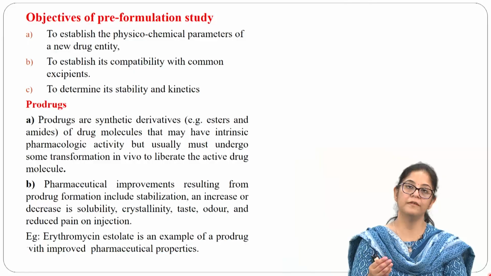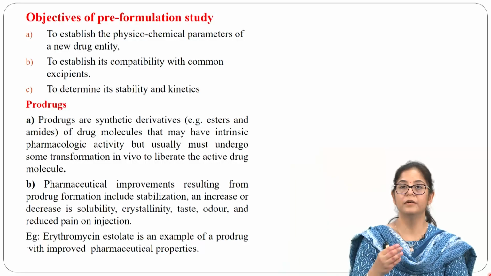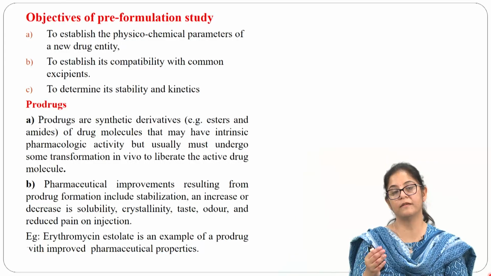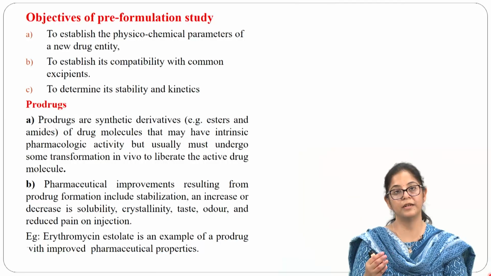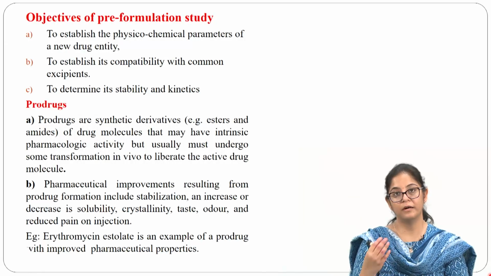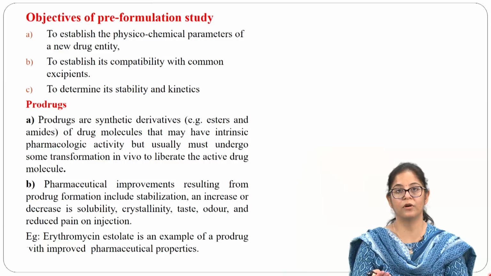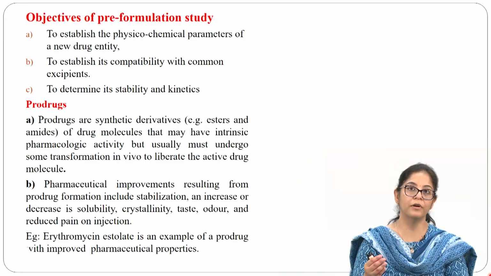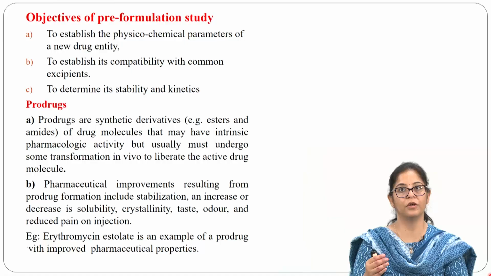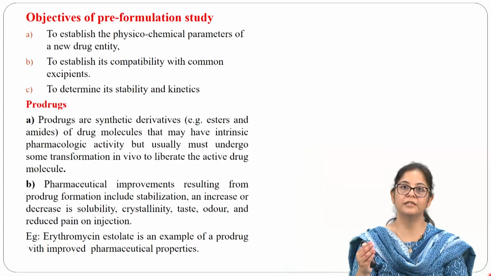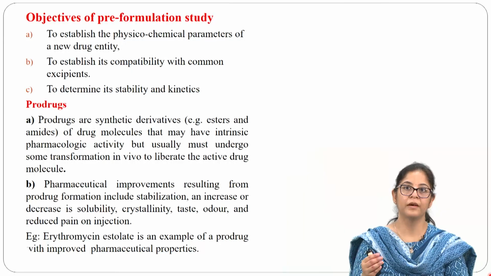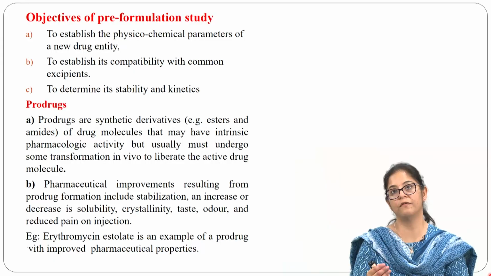So, the first in line is, suppose we have the drugs. One is the drug, that is the chemical entity which directly goes and produces the impact in the body. The other is the prodrug. The prodrugs are synthetic derivatives of drug molecules that may have intrinsic pharmacological activity, but they need to go through some sort of transformation in vivo to liberate the active drug.